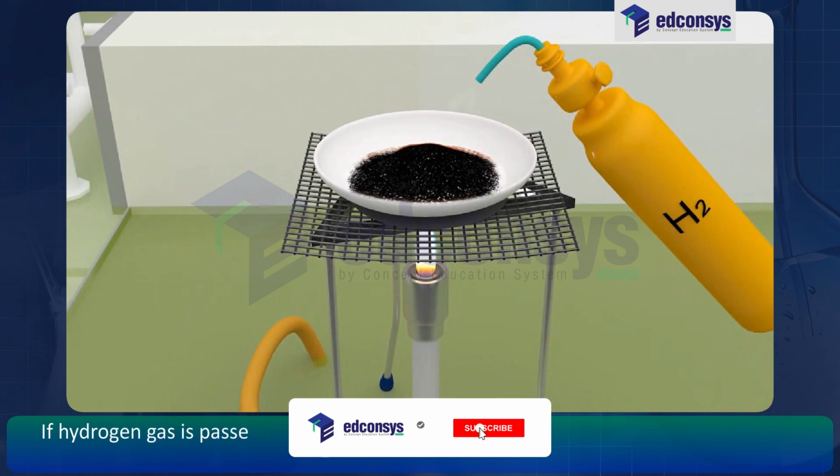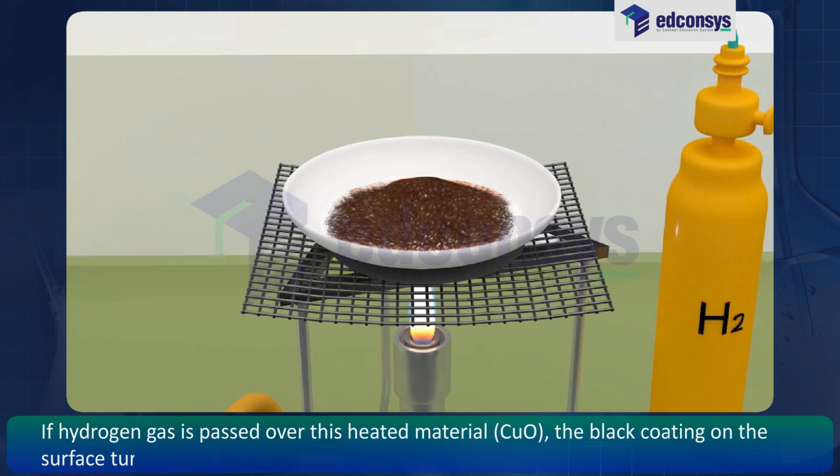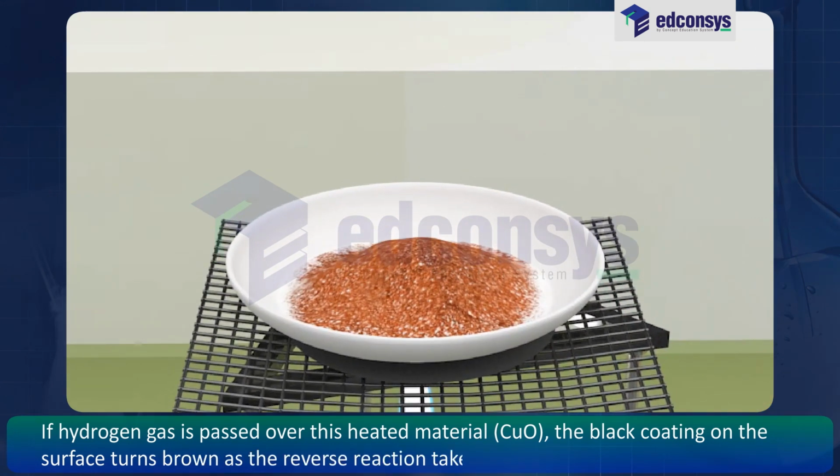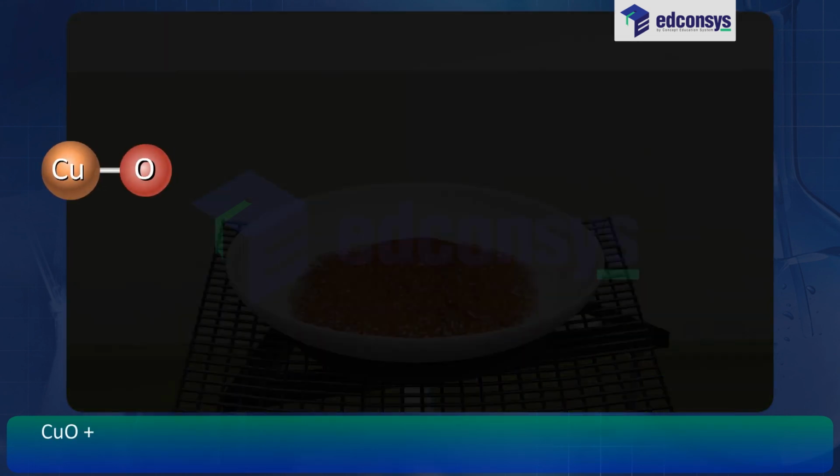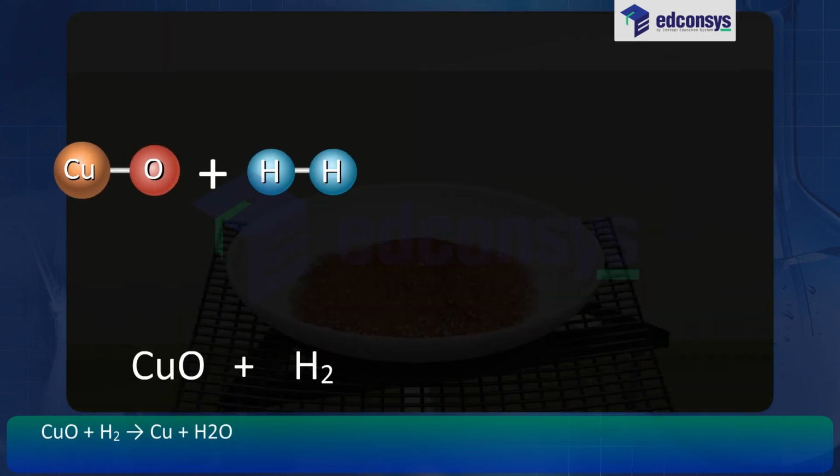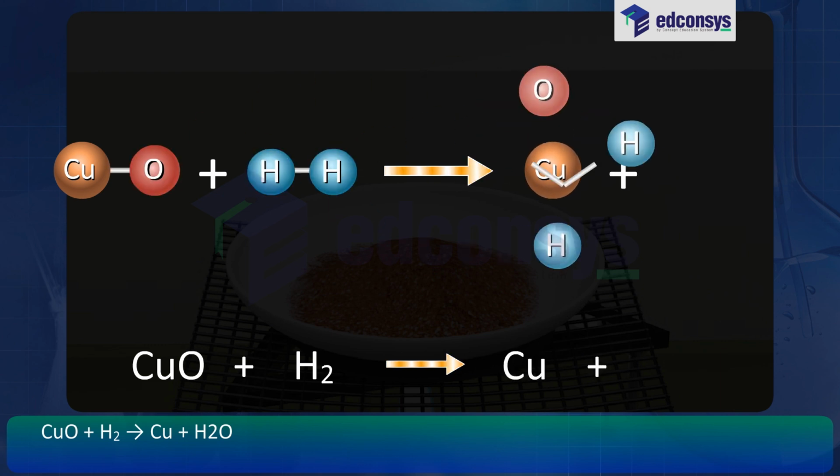If hydrogen gas is passed over this heated material, the black coating on the surface turns brown as the reverse reaction takes place and copper is obtained. CuO + H2 in the presence of heat gives Cu + H2O.